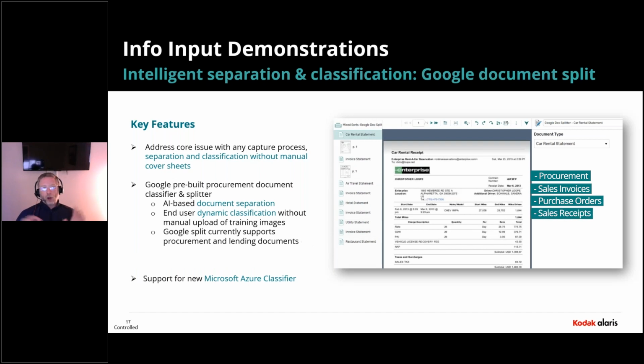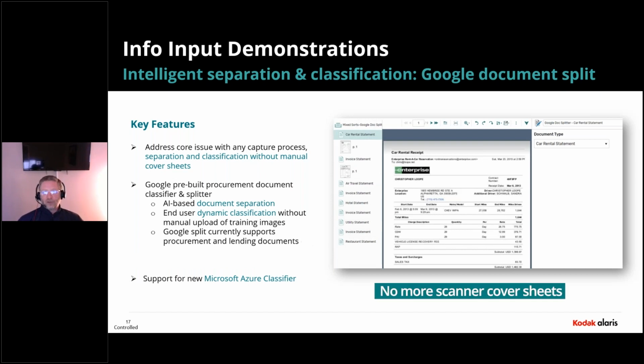Now we are coming out with, in our next release, support for the Azure classifier. Right now, the Azure classifier is segmented to lending or procurement. So the benefit here is that we can leverage these tools and split basically a document based on full AI capabilities. So you don't have to have these manual cover sheets. So let's take a look.